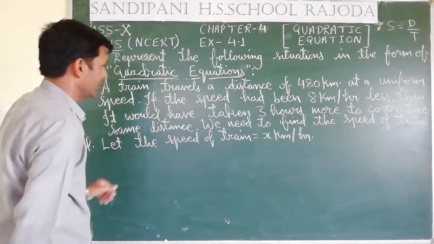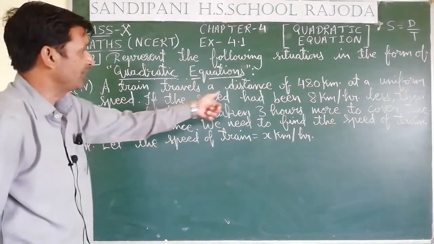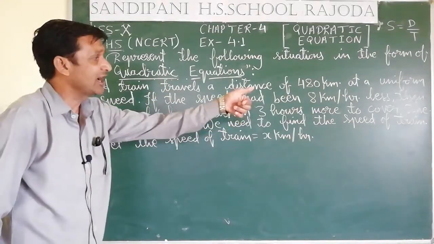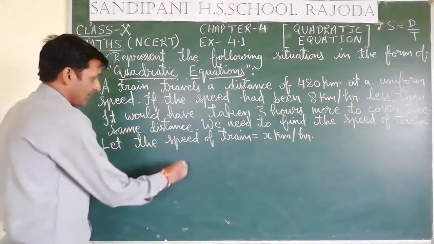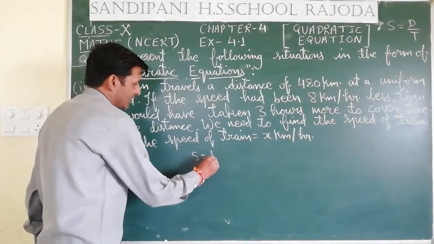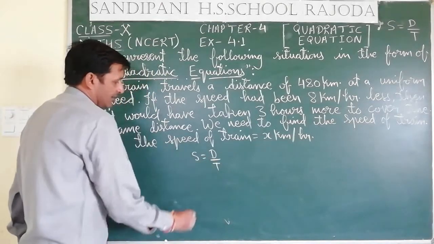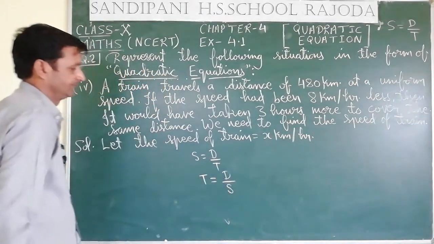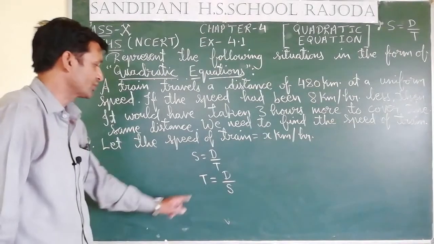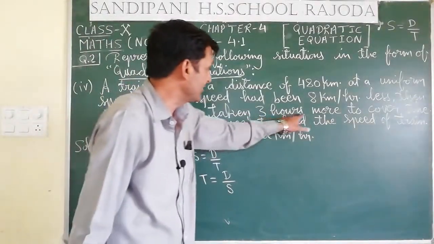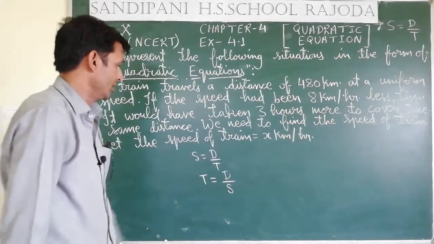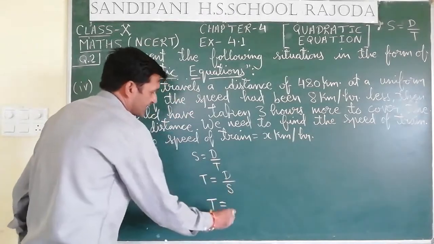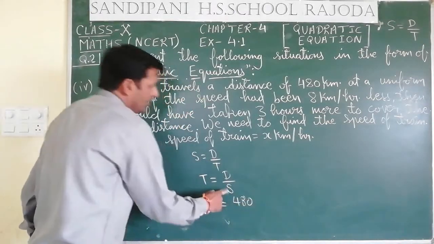See, in our question, it is clearly mentioned that if the speed had been 8 km less, then it would have taken 3 hours more to cover the distance. Means suppose speed is equal to distance upon time, then time is equal to distance upon speed. So we have to mention time. Why is it so? Because for time it is clearly mentioned that 3 hours more required. So in first case it is t is equal to distance, 480 of course, speed is x.